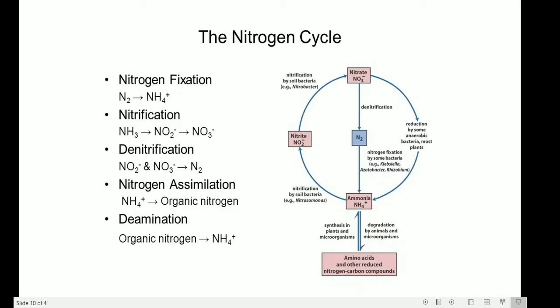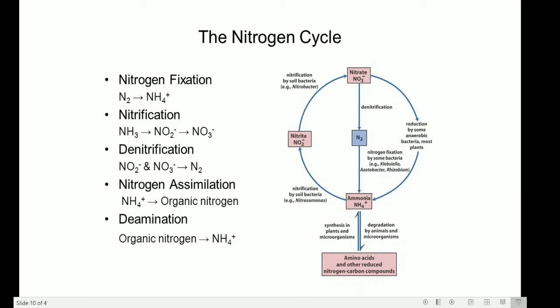Then denitrification is the reverse process, where NO2 and NO3 are converted into N2. Denitrification means the final product is N2. Then nitrogen assimilation. In this step they have the NH4 organic nitrogen molecule. So in the deamination process, the organic nitrogen is converted into amino acids. Right, in the final step.